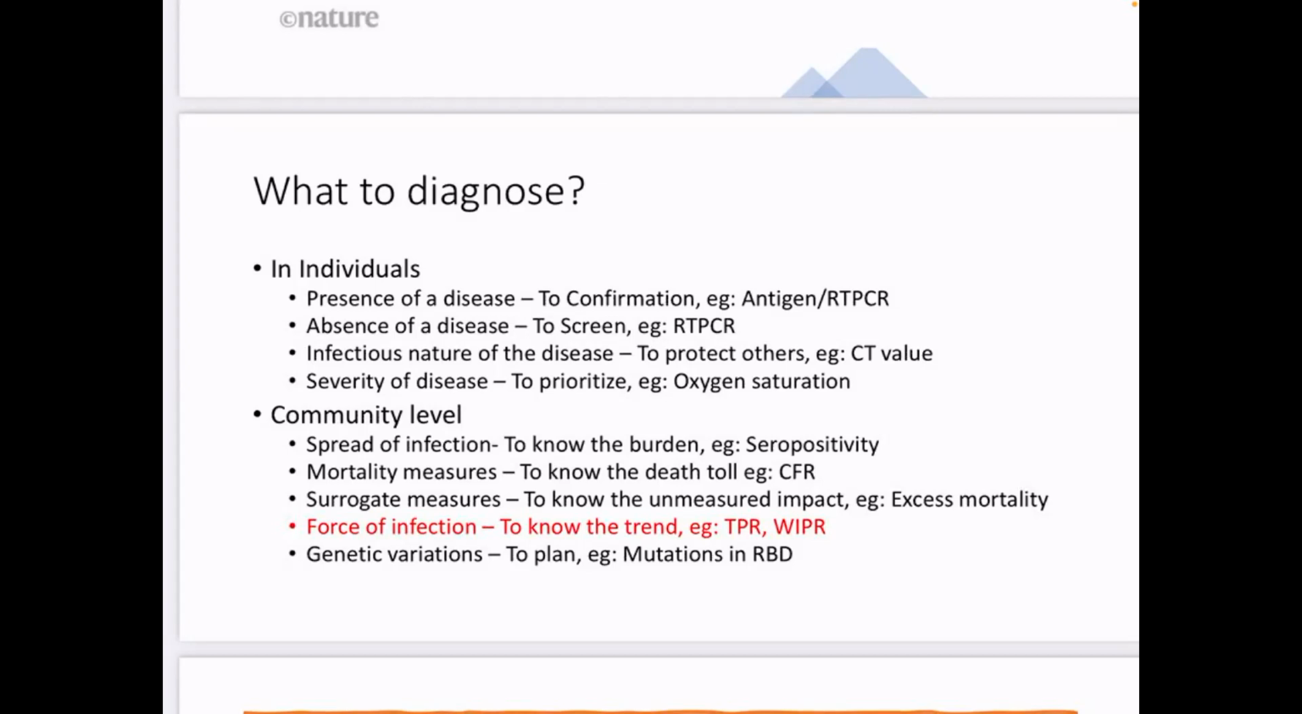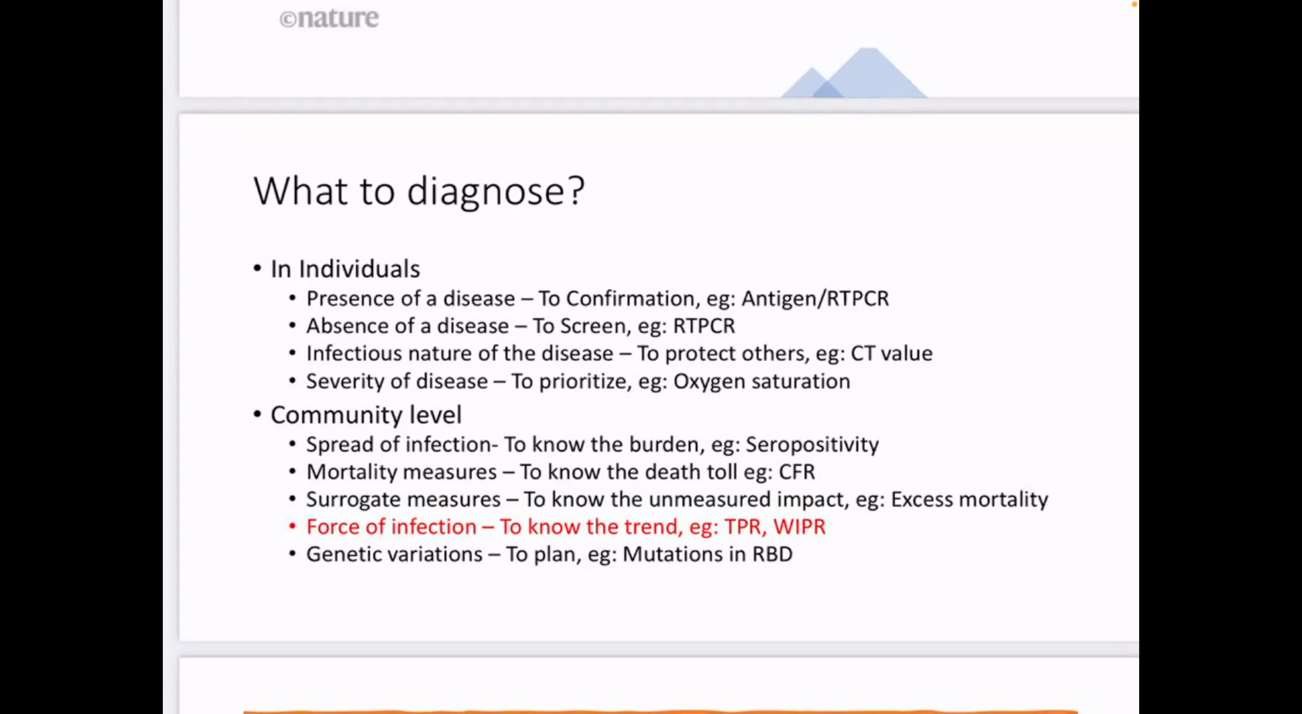So we have some other measures in the COVID-19 pandemic. One is TPR, the test positivity ratio. And the second one is another indicator, WIPR, the weekly infection population ratio. TPR is actually a very good indicator, but it has some drawbacks. What is meant by TPR? TPR is the test positivity rate. Out of 100 people tested, how many are going to be positive?